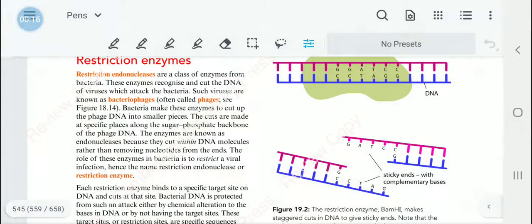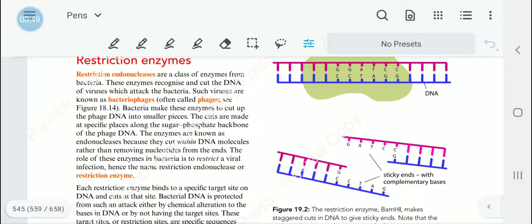To take an example, restriction endonucleases. These are enzymes that are found in bacteria, and their function is to recognize and cut the DNA of viruses which attack the bacteria. These viruses are known as bacteriophages or simply phages. So what they do is they cut up this phage DNA into smaller pieces.